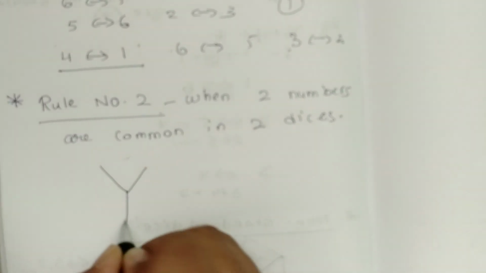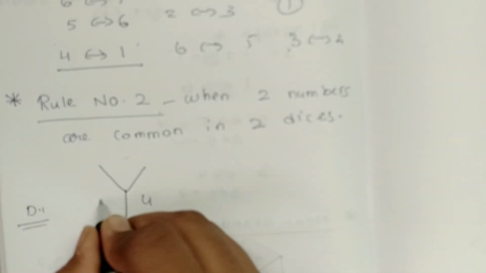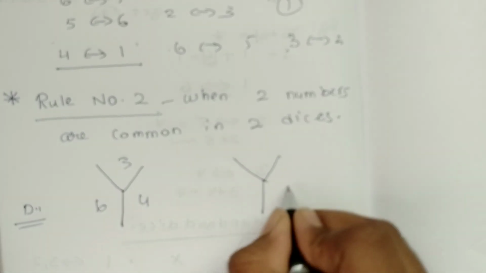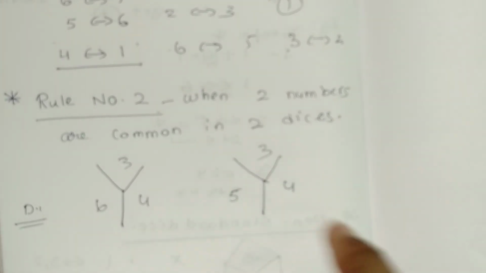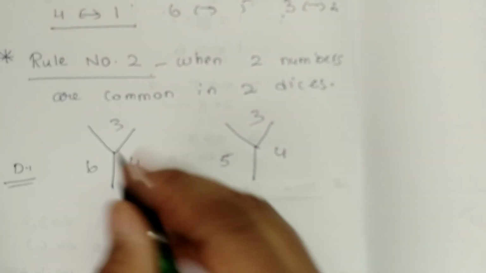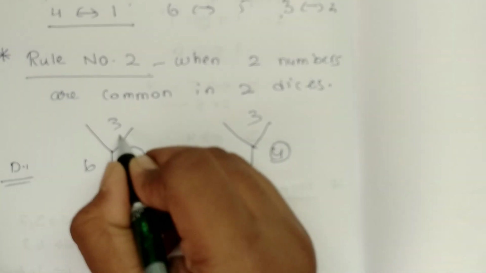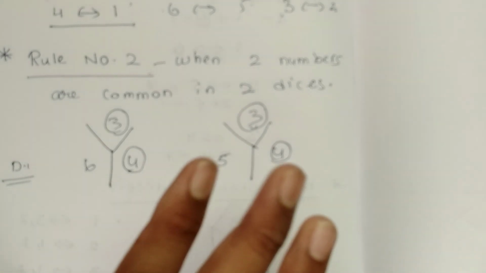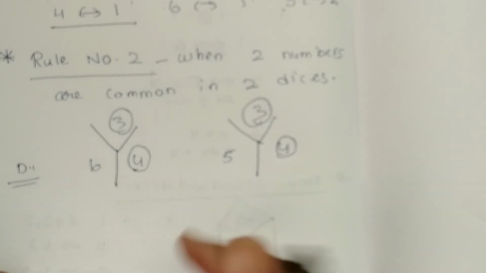So I'm drawing one die here. This is dice number 1. In dice number 1 I'll take 4 6 and 3, same example. And here dice number 2 I will take 4 5 and 3. Now you can see two numbers are common. One is 4 and here also 4, and another 3 and 3 here. So you have to go in the same procedure, but only one change will be. That I'll tell you further.